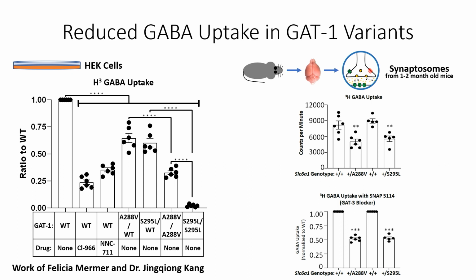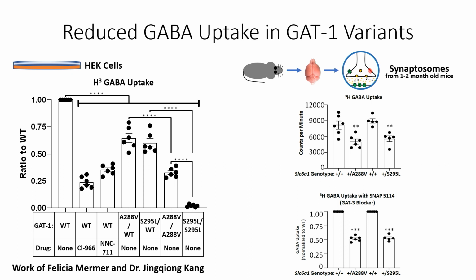And we also did this experiment in synaptosomes. Basically, we dissect brains out of these knock-in mice and then isolate synaptosomes. So you basically isolate synapses here. And then you look at how well this can take up GABA as a measure of a more in vivo relevant model, at least, than HEK cells.